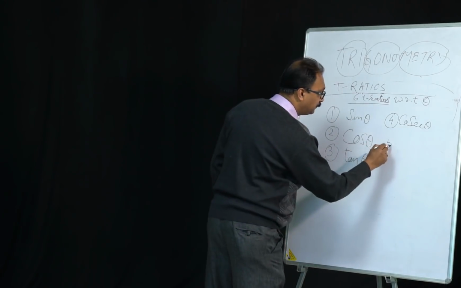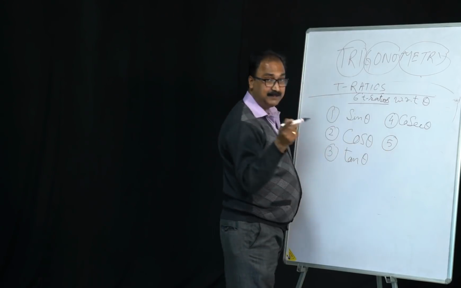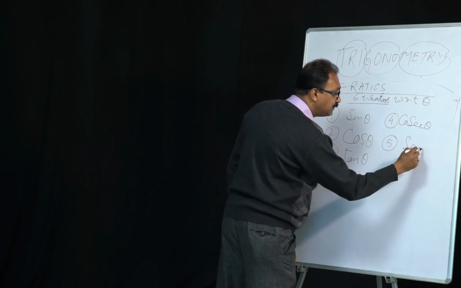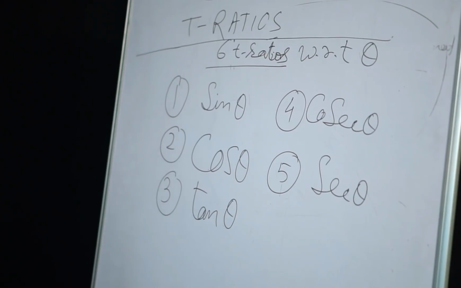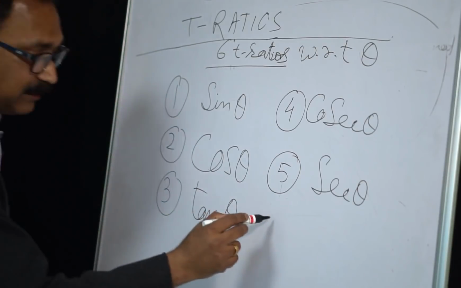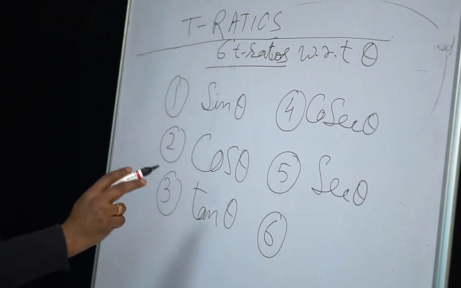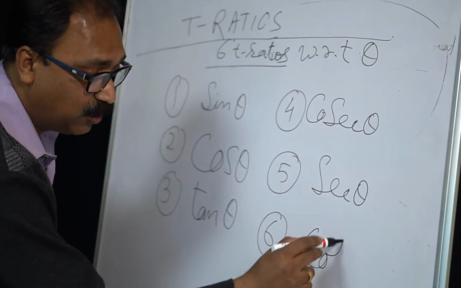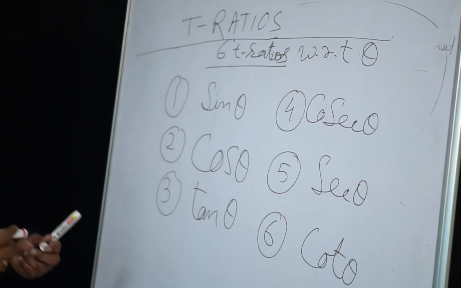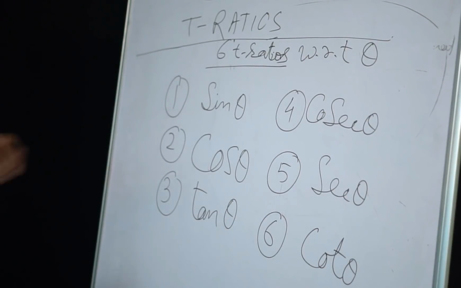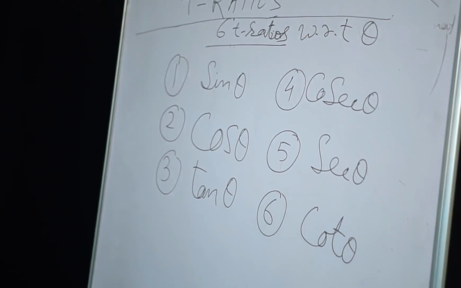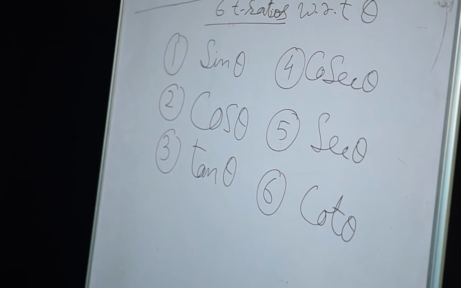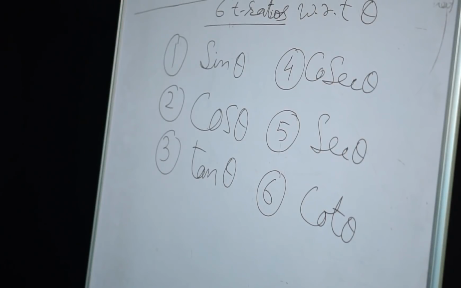Number 5, secant, S-E-C-A-N-T, but we use S-E-C, sec theta. Clear? Then number 6 is cotangent, but we use cot theta. Clear? These are the 6 trigonometric ratios. What are the 6 trigonometric ratios? The names are sine, cos, tan, cosec, sec, cot.